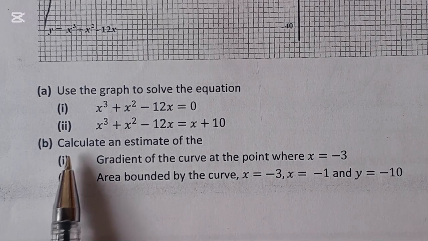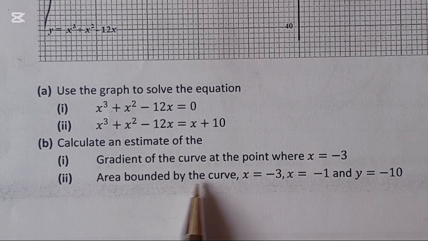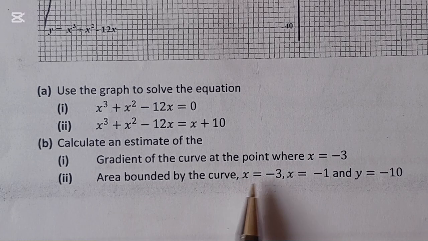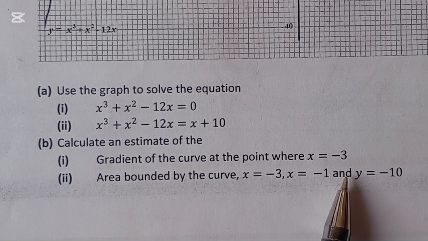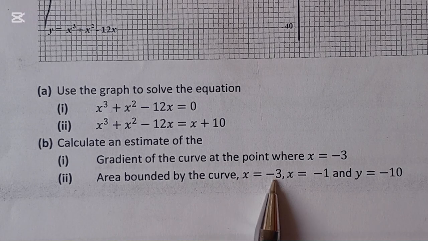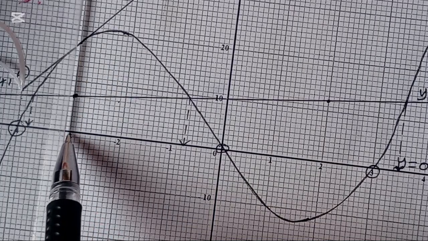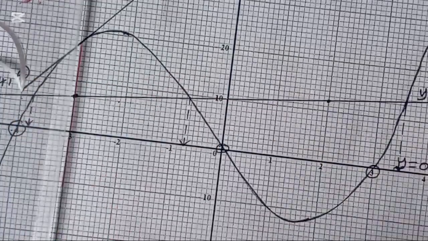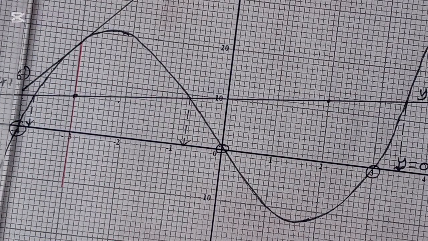Part 2, calculate an estimate of the area bounded by the curve, x is equal to negative 3, x is equal to negative 1, and y is equal to negative 10. So how do we find area? We need first of all to look at what shape is given for us to calculate the area. So we will go on where x is negative 3, where x is negative 1, where y is negative 10. So this is where x is equal to negative 3. So that is where x is equal to negative 3. So we'll go now where x is negative 1.